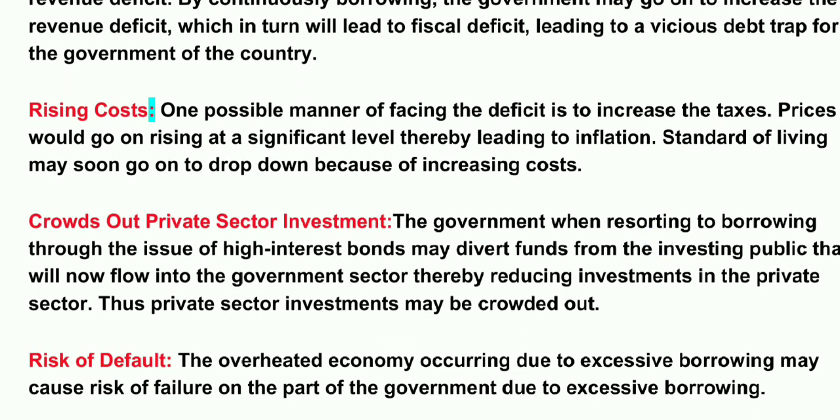Crowds out private sector investment. The government, when resorting to borrowing through the issue of high interest bonds, may divert funds from the investing public that will now flow into the government sector, thereby reducing investment in the private sector. Thus, private sector investors may be crowded out.